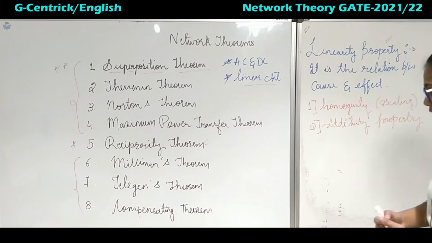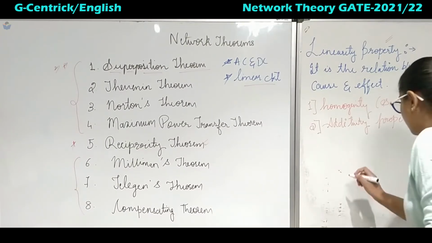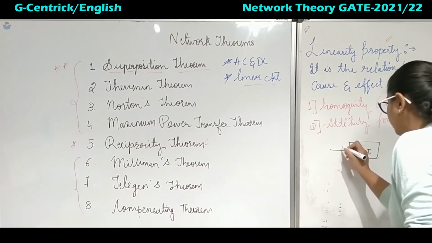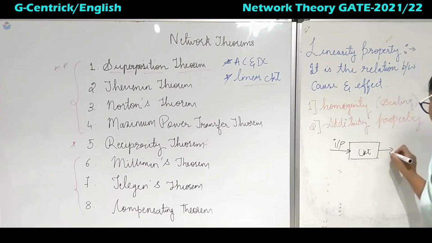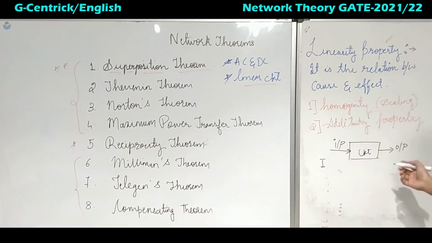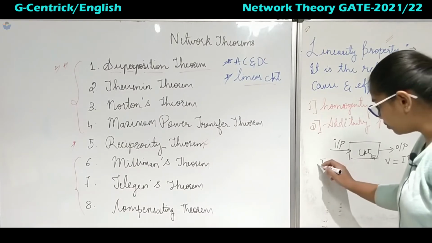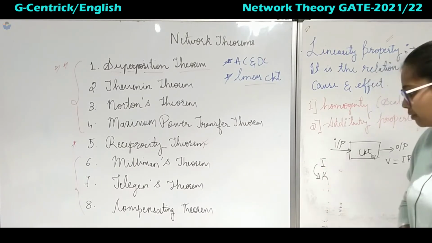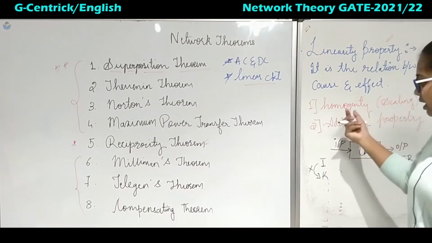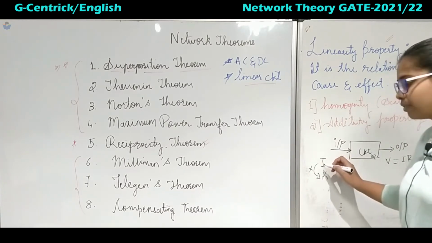Now let me take a circuit which has an input and an output. If the input is a current, and we take it as a resistive network, and we want the output as V, then V is equal to I into R. Now if I multiply this I with some factor K, this is called the scaling factor. That is why it has another name, scaling.